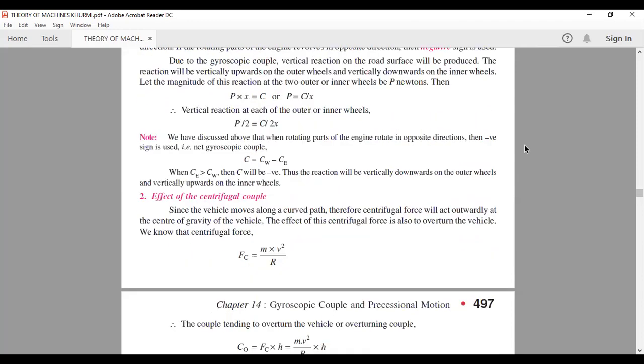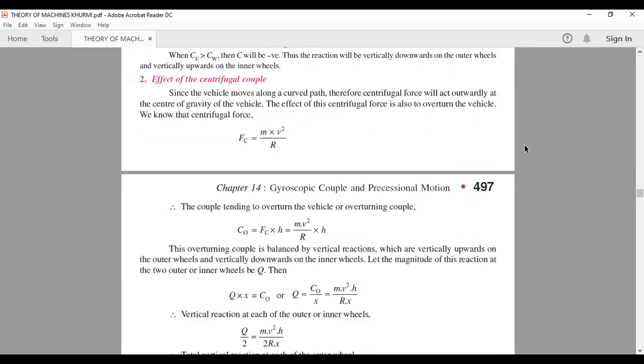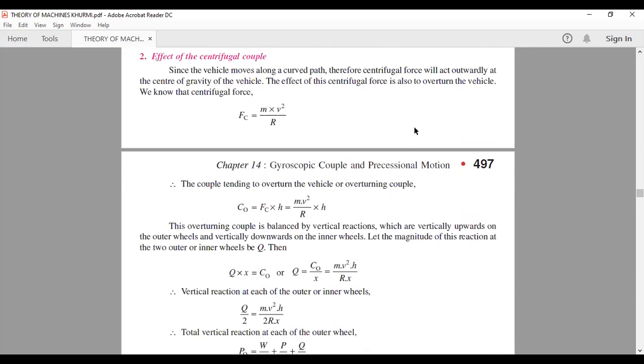Next we are going to see the effect of centrifugal couple. For that we are going to give the formula for centrifugal force, that is mv square by r. Next, for the overturning couple, that is Fc into h, centrifugal force into height of the center of gravity from the ground.